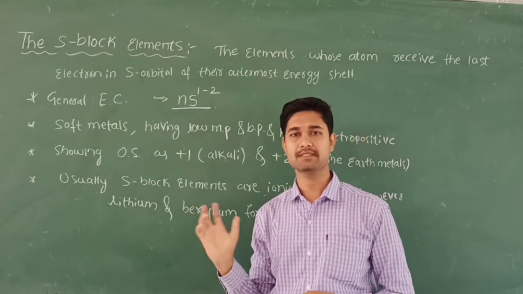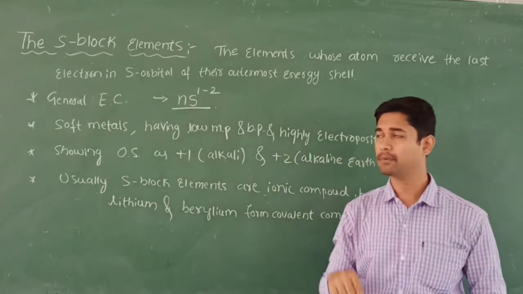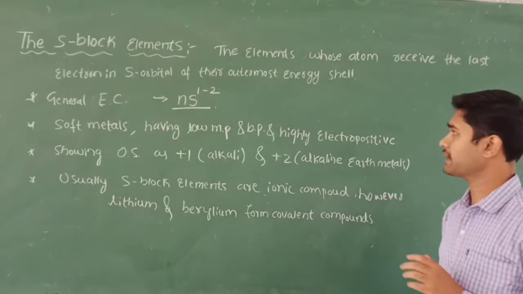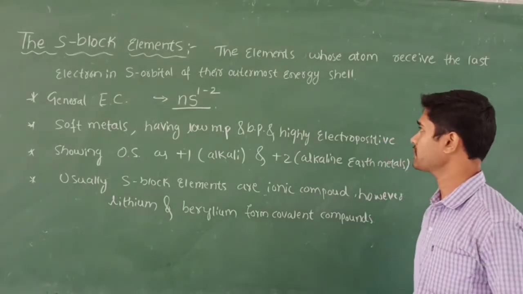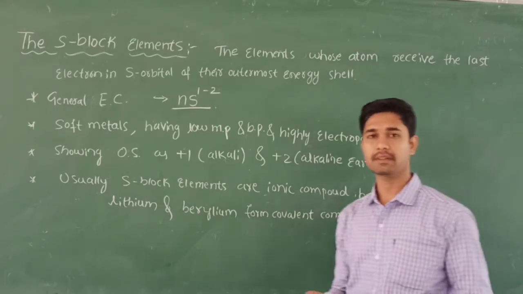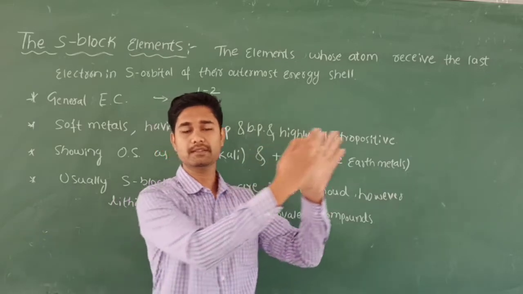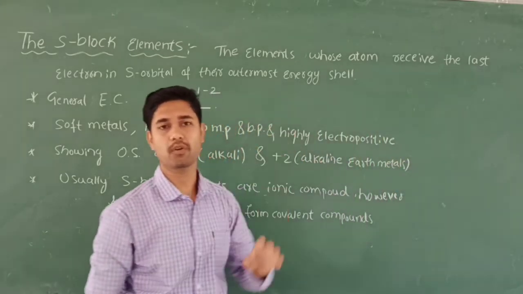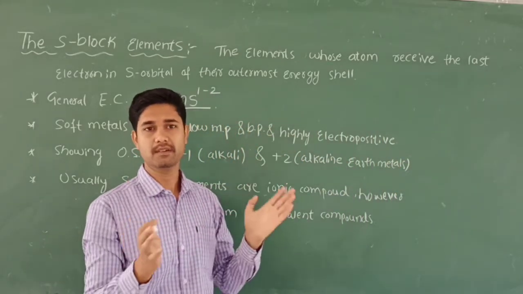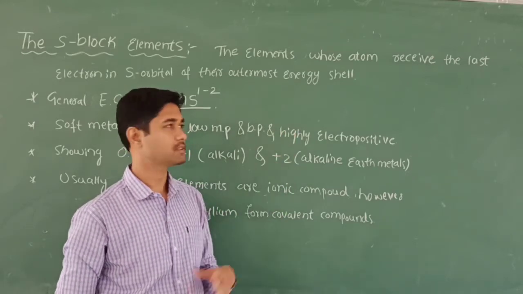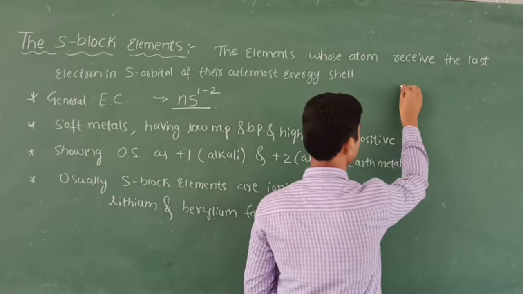These are very general concepts to understand the periodic table. The elements whose atom receives the last electron in the S orbital of their outermost energy shell, that is, the last electron which enters into that S orbital, we are going to call the S block elements. The elements which end with the S orbital are going to be called S block elements. We can take the example of sodium, right?